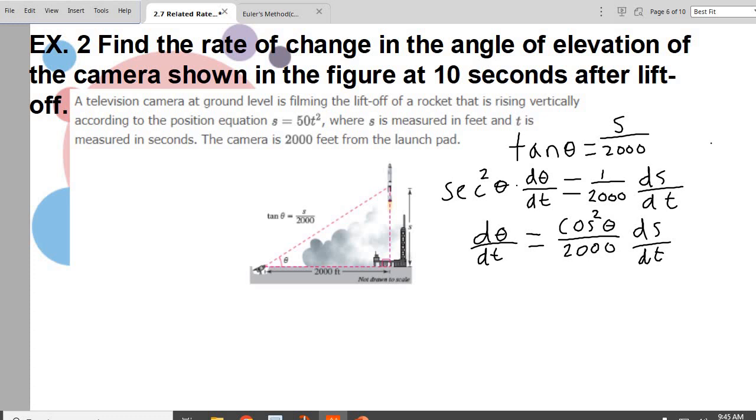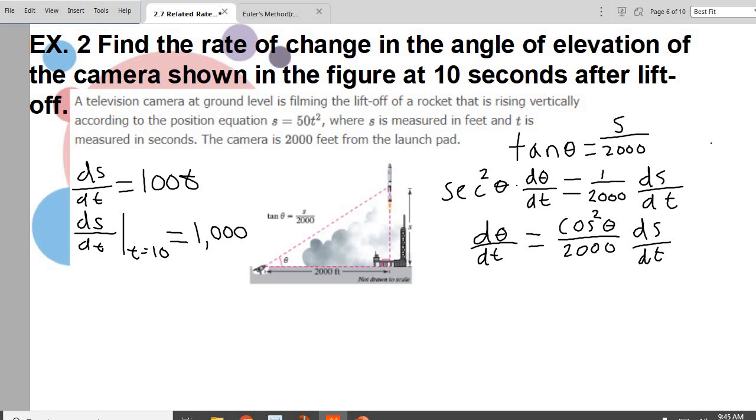So if I take the derivative of s, I get ds dt equals what? 100t. But I'm taking the derivative with respect to t, so I don't have to multiply by anything this time. And then we're wanting to evaluate that at t equals 10. So what do we get? 1,000. Okay. So that's going to go in my ds dt. But what's the other variable that we also need to solve for?